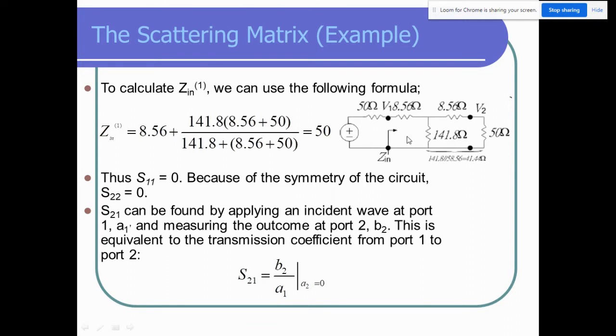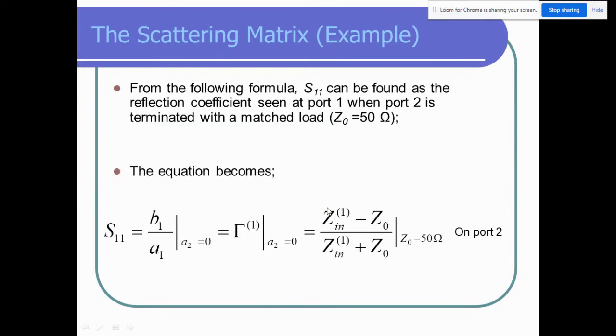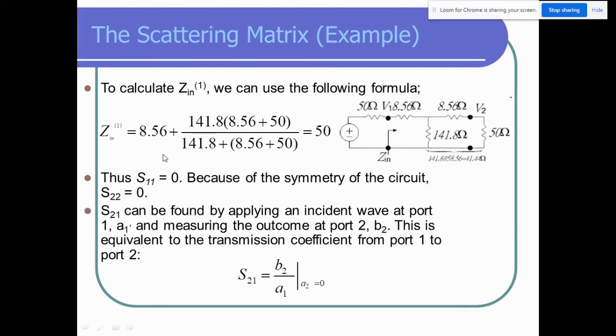Okay, so this is our Z in here, which, if you calculate it, you will get exactly 50. So from here we find that this is 50 ohm, this is 50 ohm, this is 50, and this is 50. But 50 minus 50 makes it 0. So this means the whole thing becomes 0. So S11 becomes 0.